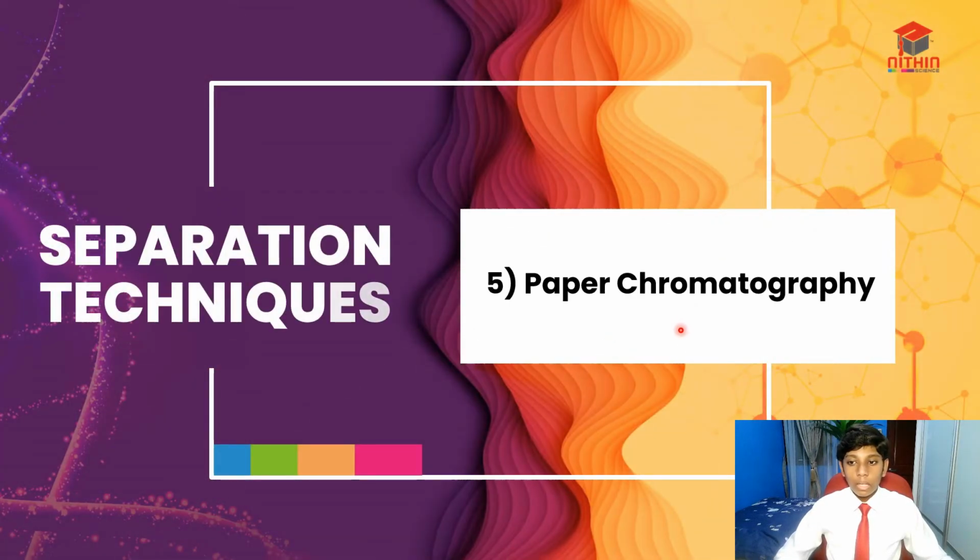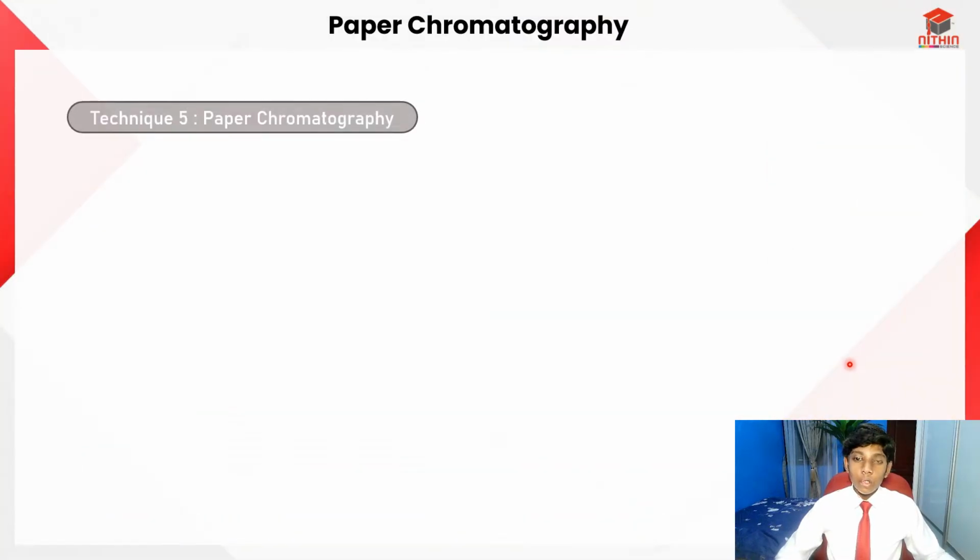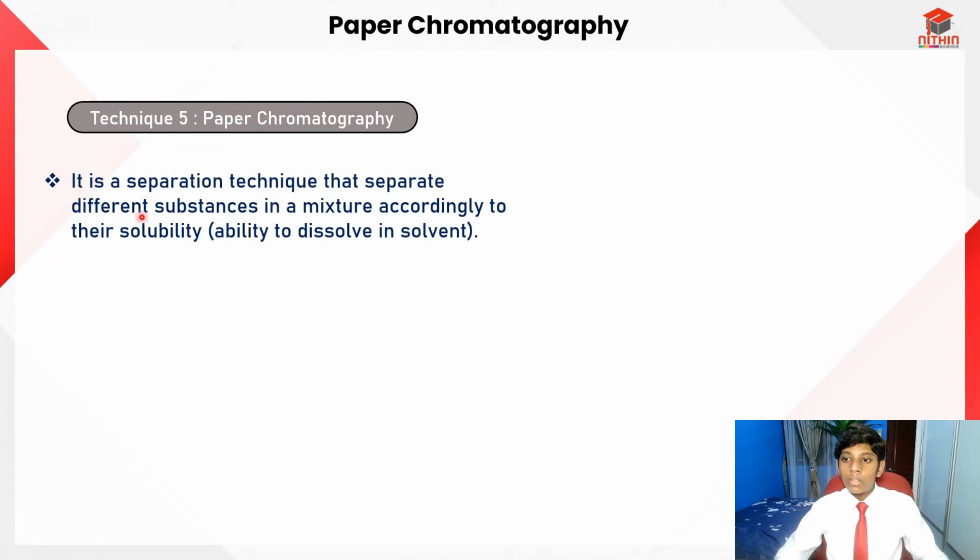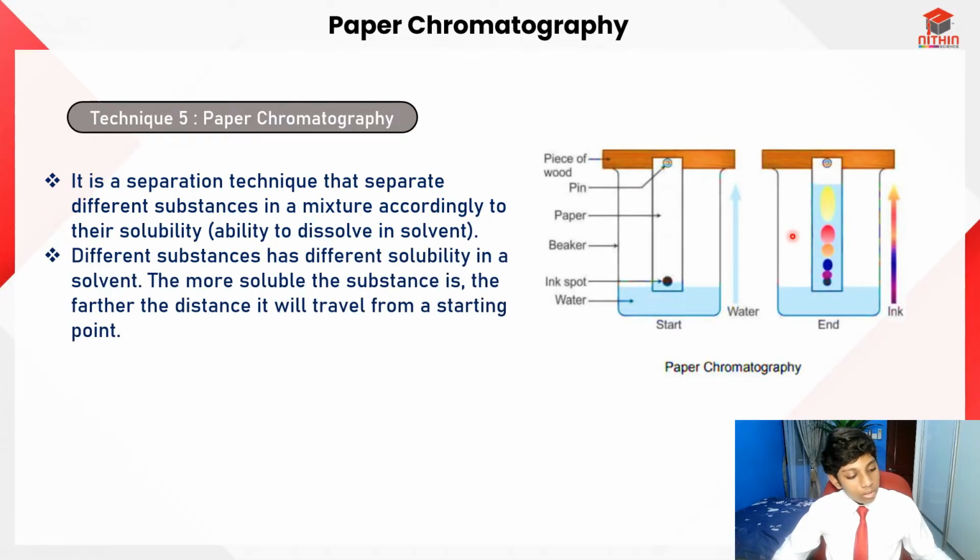Next, this is the last separation technique, paper chromatography. Paper chromatography is a separation technique that separates different substances in a mixture according to their solubility, their ability to dissolve in a solvent. Take a look at this. This is basically a paper chromatography setup.